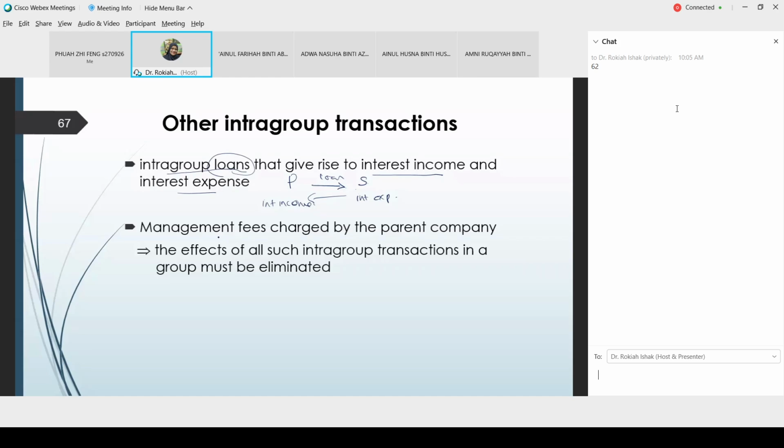The other one here is management fees. Management fee is normally charged by the parent company. They are going to charge a management fee from the parent to the subsidiaries. The effect of such intra-group transactions in the group must be eliminated.